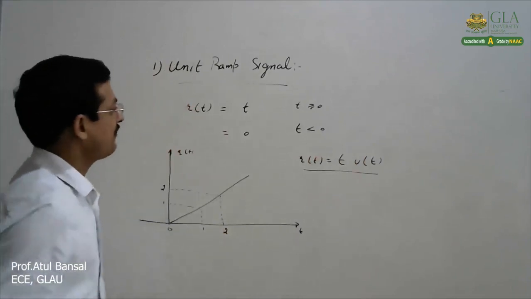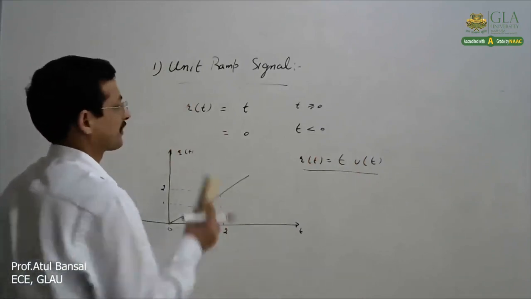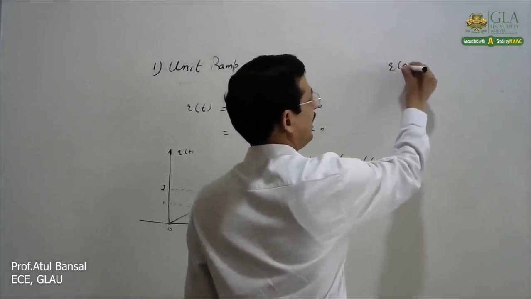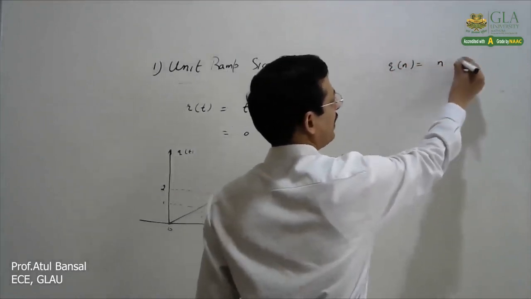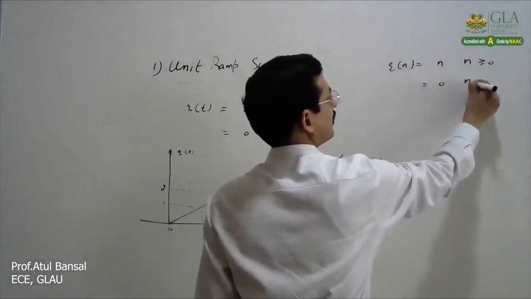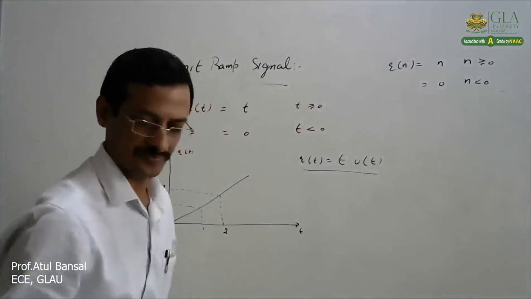Clear? In the same way, for the discrete time signal, we can say r[n] is equal to n for n greater than or equal to 0, and 0 for n less than 0.